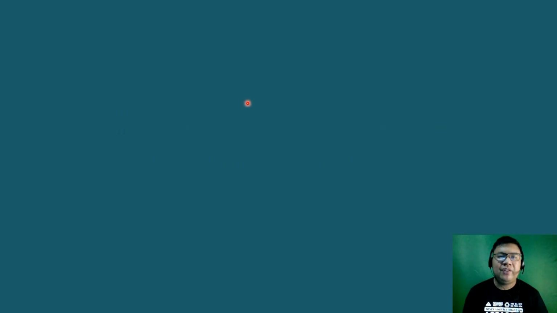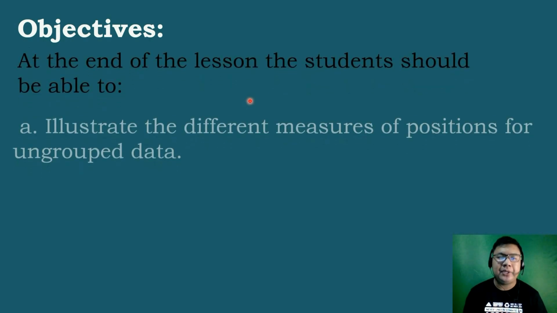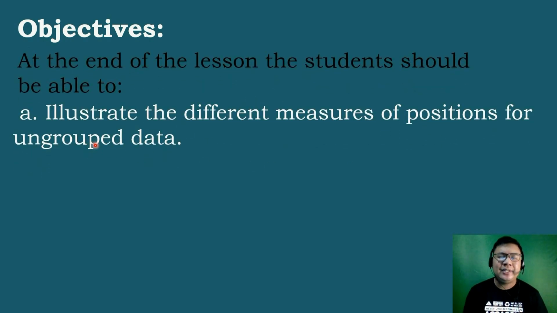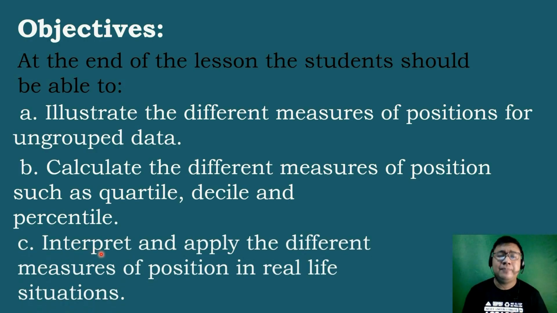These are the following objectives that we need to attain for today's topic. Letter A. Illustrate the different measures of positions for ungrouped data. Letter B. Calculate the different measures of position such as quartile, decile, and percentile. And letter C. Interpret and apply the different measures of position in real-life situations.